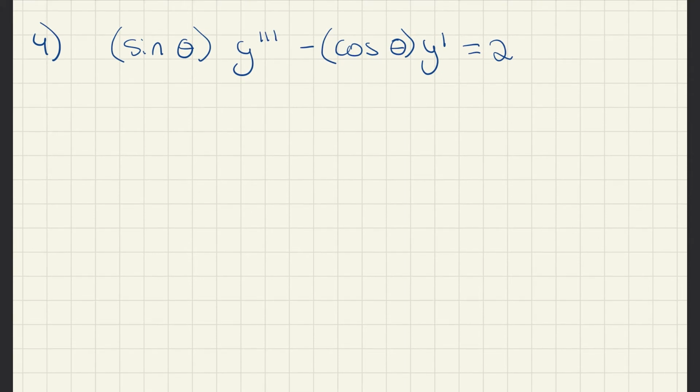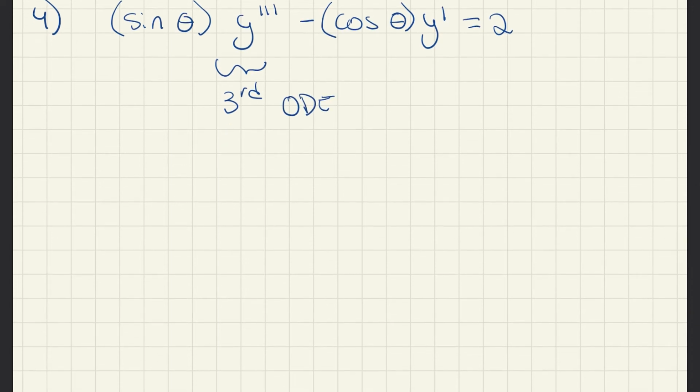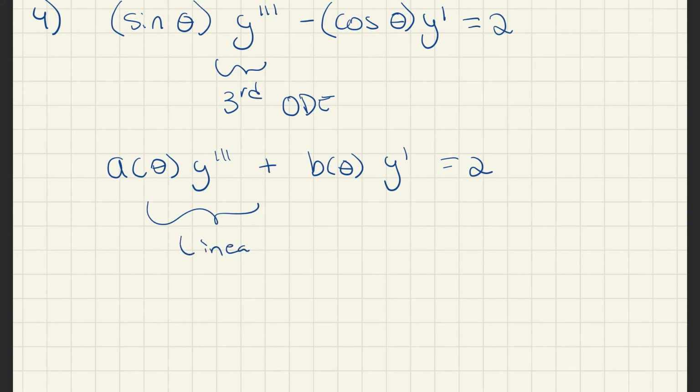We have sine of theta y triple prime. So we can see straight up that this is a third order differential equation. Then we can rearrange it into the other equation. We can say a of theta y triple prime plus b of theta y prime is equal to 2. So we can see that this does follow the equation that we had above. So this is a linear ordinary differential equation.